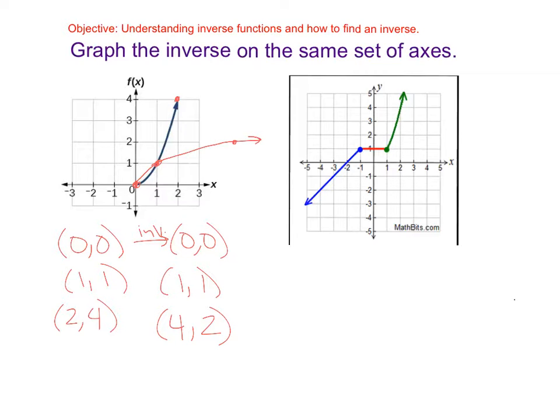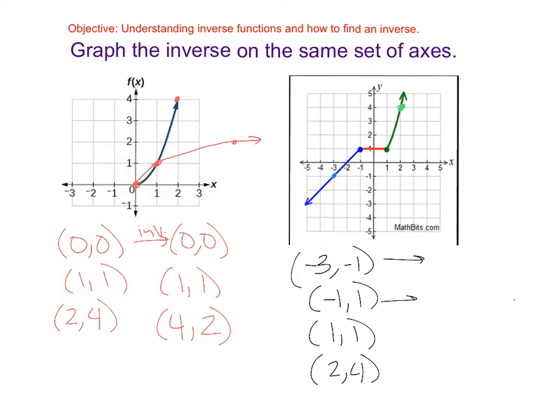All right. So for this one, I'm gonna write down some of my points. I would add into here like this one and this one. I'm gonna add some points in there. So I've got -3, -1, -1, 1, 1, 1, and 2, 4. So I'm gonna take those. I'm gonna reverse them to find the inverse.